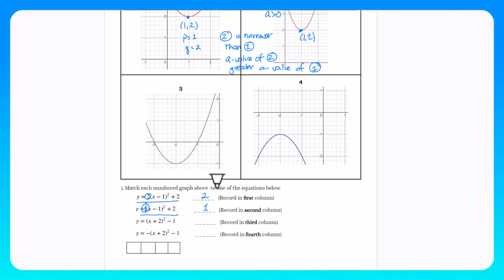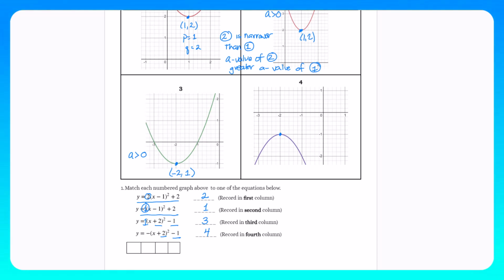Let's look at the next one here. Well, this one has a vertex of (-2, 1), and it has an A value that is greater than 0. Notice again, these both have a vertex of (-2, 1). But because A is greater than 0, that must be 1 right there. So this one is 3. And by elimination, this one is 4.